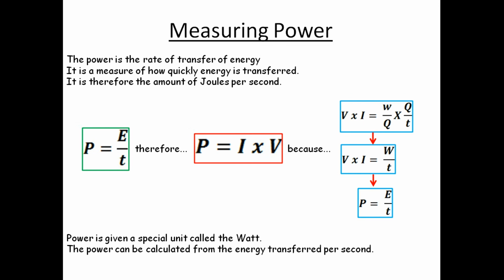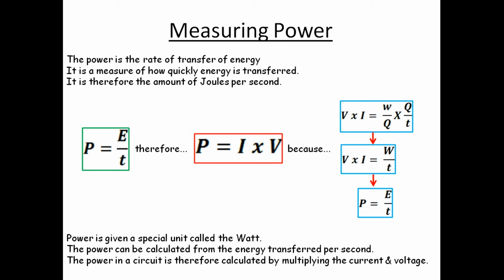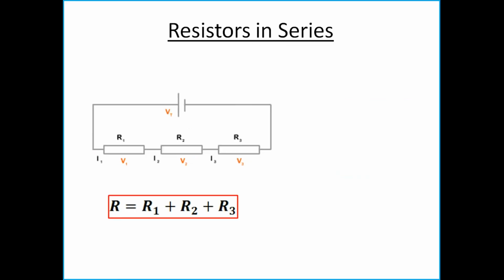The power can be calculated from the energy transferred per second, and the power in a circuit is therefore calculated by multiplying the current and the voltage together.